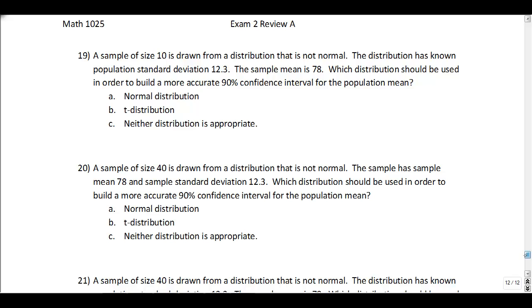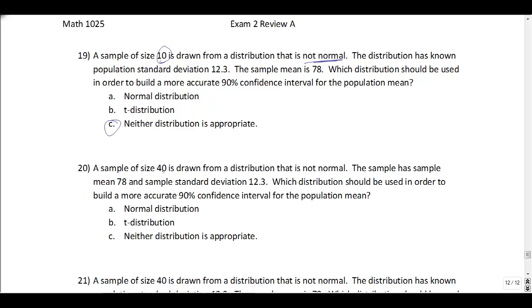Next one. The sample of size 10 is drawn from a distribution that is not normal. Again, small sample size, not normal. I can stop here and say neither one works. In this case, you have a population standard deviation, so it would have been the normal distribution if either of these two things didn't get in my way, but neither one will work.